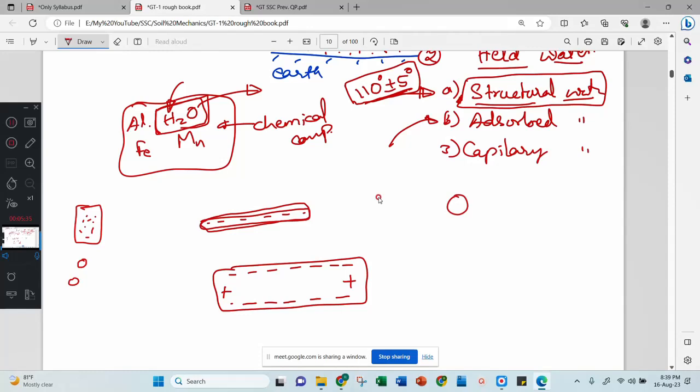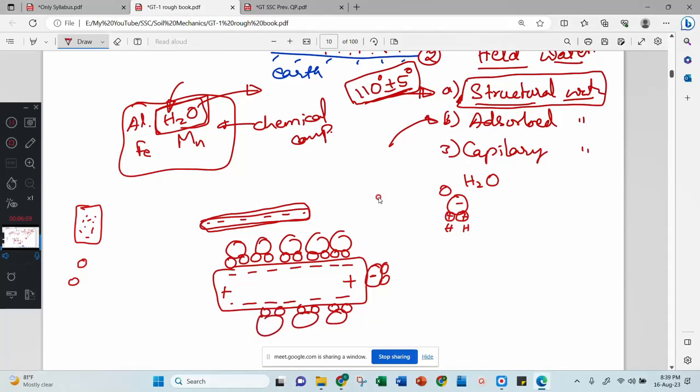Let us consider this is H2O water. H2O means one oxygen and two hydrogens. This is hydrogen, this is hydrogen, this is oxygen. Hydrogen is positive and oxygen is negative. Therefore, here what happens? This water will come and stick like this. On this side, where the negative charge is, the water will stick like this, and here the water will stick like this.